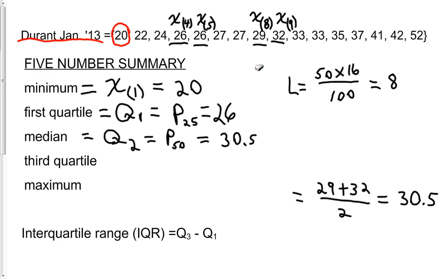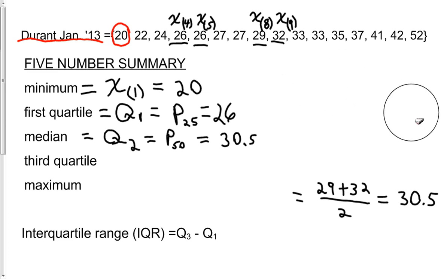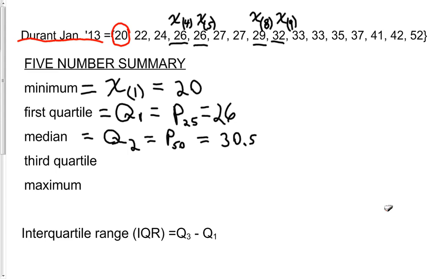Okay, now we're going to calculate the third quartile. And the third quartile is, as you can probably guess already, denoted Q3 and is actually the 75th percentile. And let's find out what that value is.